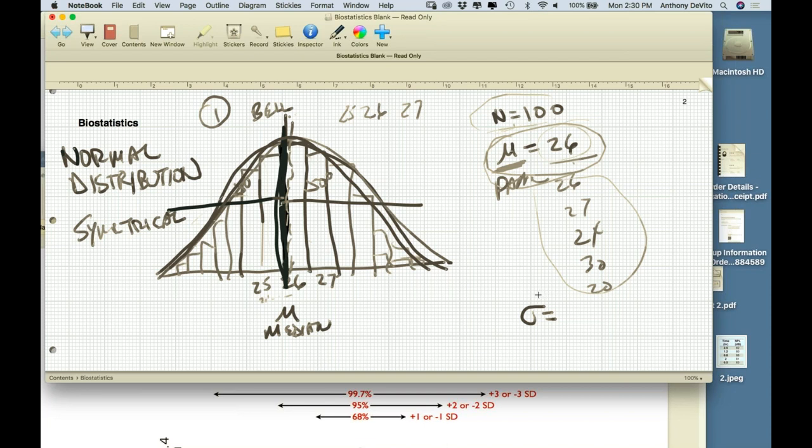Then we calculated the variance. We divided by n minus one, and then we took the square root of that. Then that was called standard deviation, right? With a population, we call it sigma. With a sample, we call it just S or SD. That has a distinctive distribution.